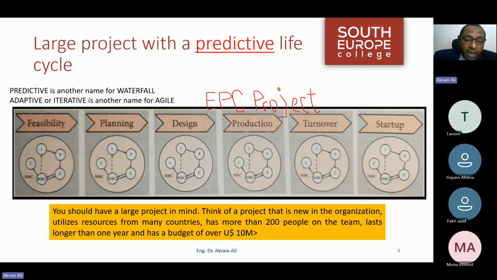So you should have a large project in mind, budget over $10 million, more than 200 people, lasts longer than 1 year, resources from many countries, and it is novel to the organization.